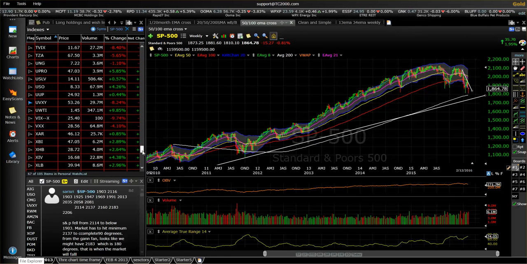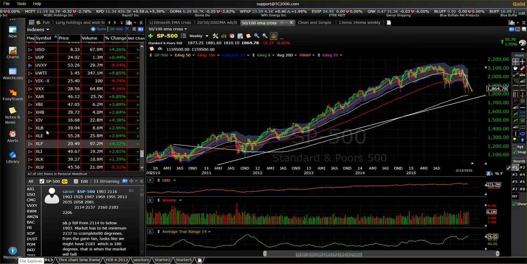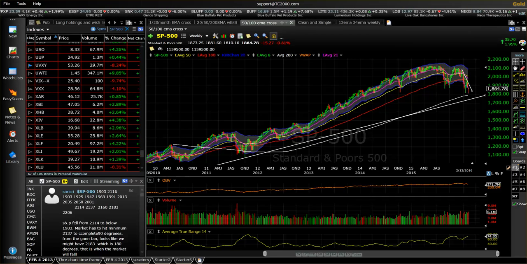So that is the overall indexes, but then there's also ETFs, which have become very popular for trading because there's a tremendous amount of liquidity. You have leveraged ETFs, which are 3 times. You can get 2 times and 3 times.